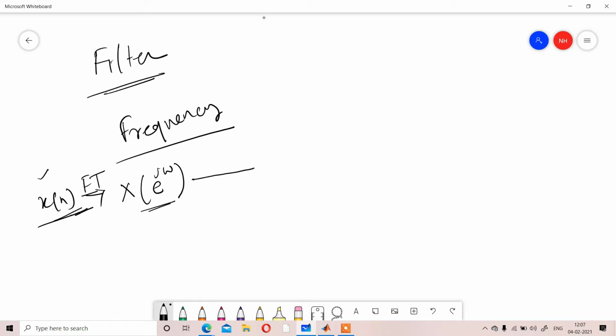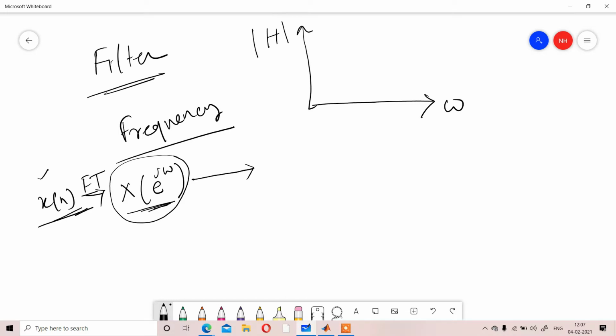After that, from that X(e^jω), you have to view the spectral analysis of the signal. Spectral analysis means the frequency response of the signal. Okay, so for the frequency response, on the x-axis you will have the frequency defined by omega. On the y-axis, you will have the amplitude, H or mod X, whatever.